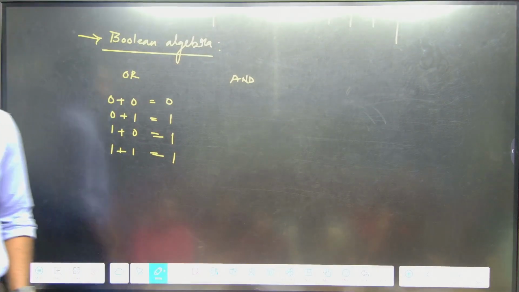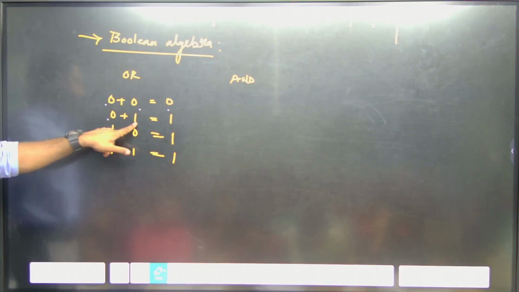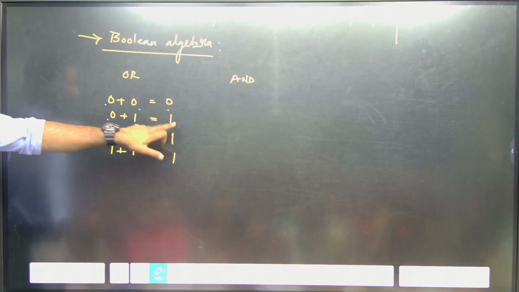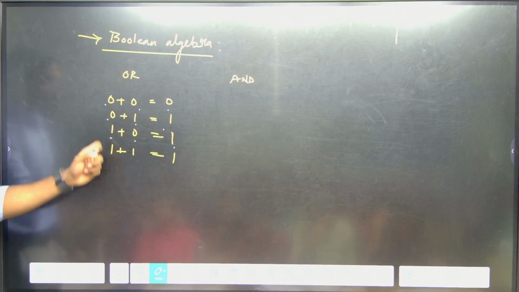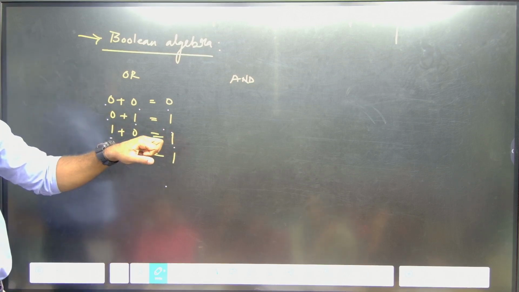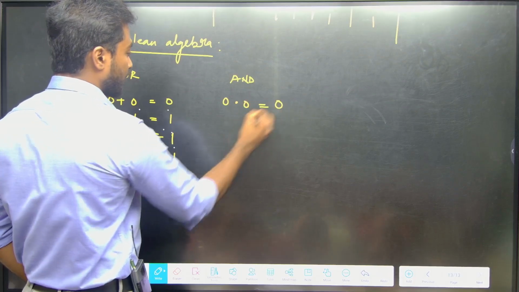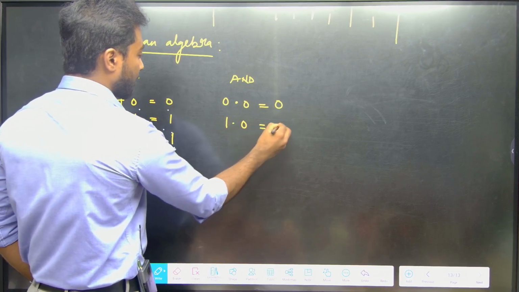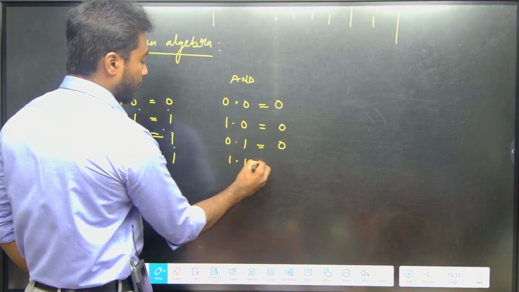Okay, so either false, false, both will be false; false, true, it will be true; and true, false, output will be true. If it is true, true, output will be true. Here it is 0 dot 0 will be 0, 1 dot 0 will be 0, 0 dot 1 will be 0, 1 dot 1 will be 1.